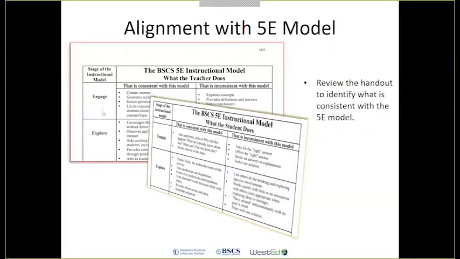And see if what is consistent with the model of what the students should be doing is what the students are doing in Mrs. Rivera's lesson, and what is consistent with the model with what the teacher does is consistent in the lesson. And then let me know, is it consistent or did you find any inconsistencies? Because there might be some. All right, I'm going to set the timer.